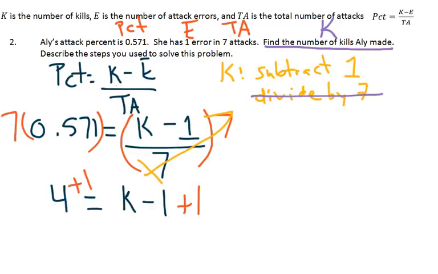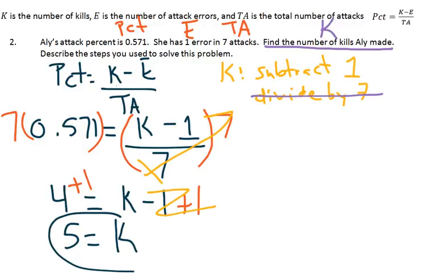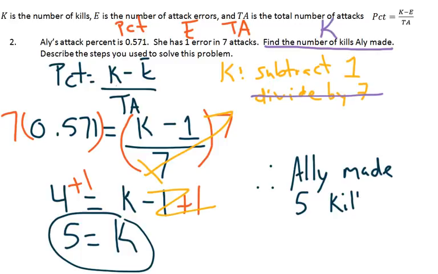Here we have 4 plus 1, that's 5, equals K minus 1 plus 1. Minus 1 plus 1, that's 0. So those are gone. We just have K. So K equals 5 is our solution. We can say, therefore, Allie made 5 kills. And that's the end of that example.